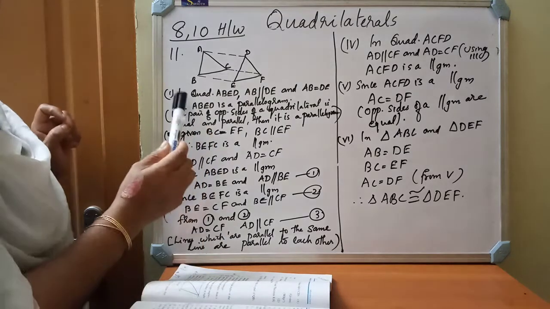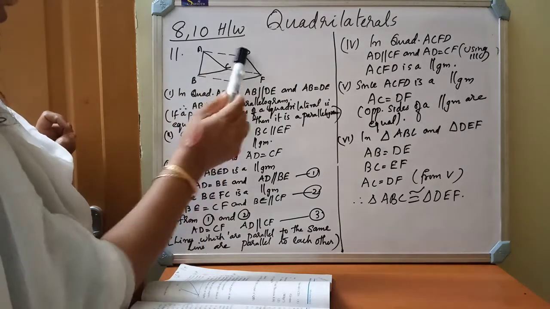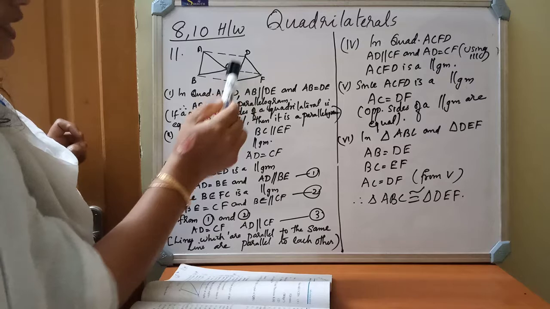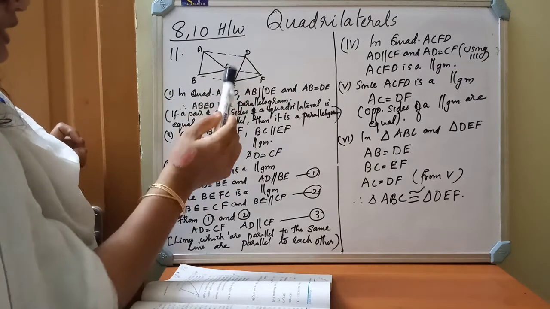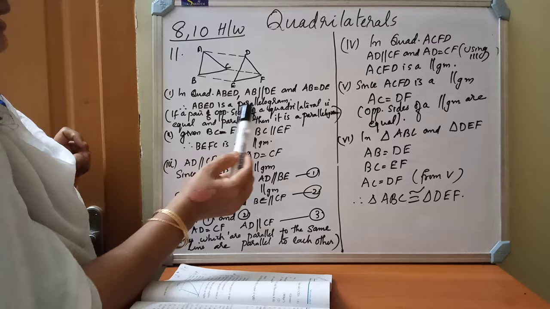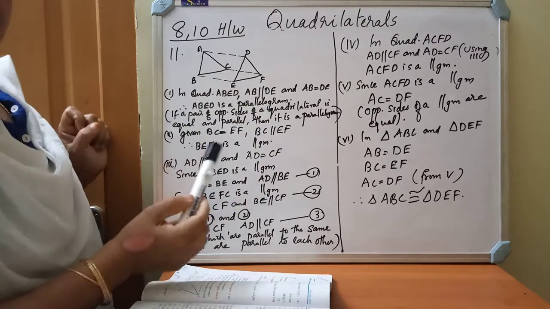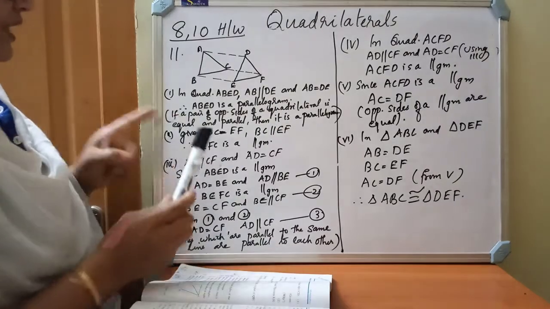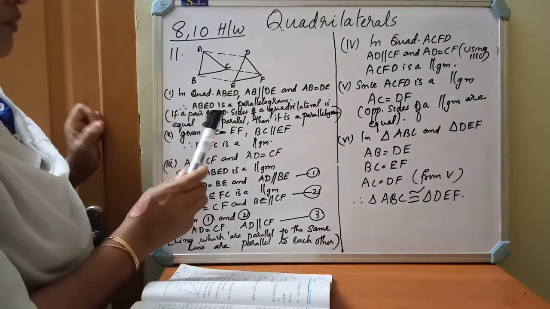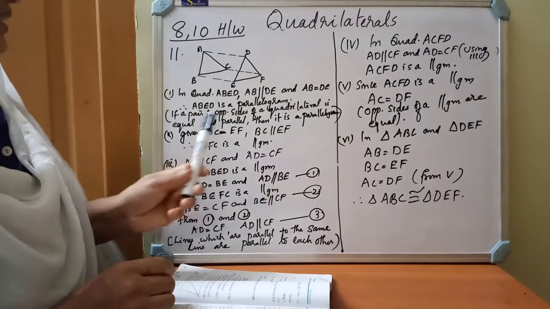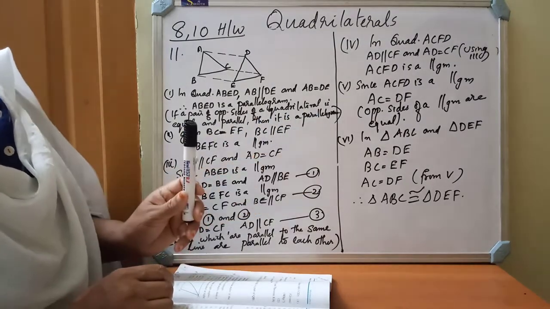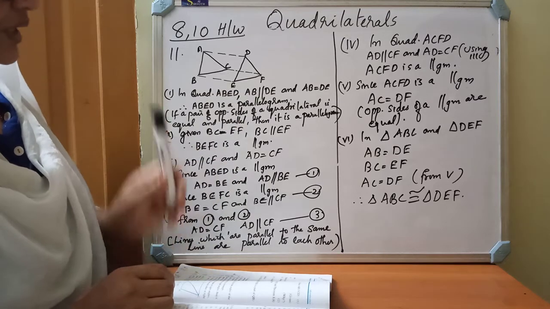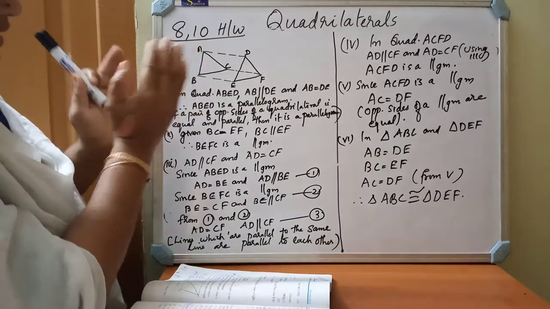So in quadrilateral ABED, AB is parallel to DE and AB equal to DE, therefore ABED is a parallelogram by theorem 8.8. The statement of the theorem is that if a pair of opposite sides of a quadrilateral is equal and parallel, then it is a parallelogram. This is very easy, only if you know the concept.